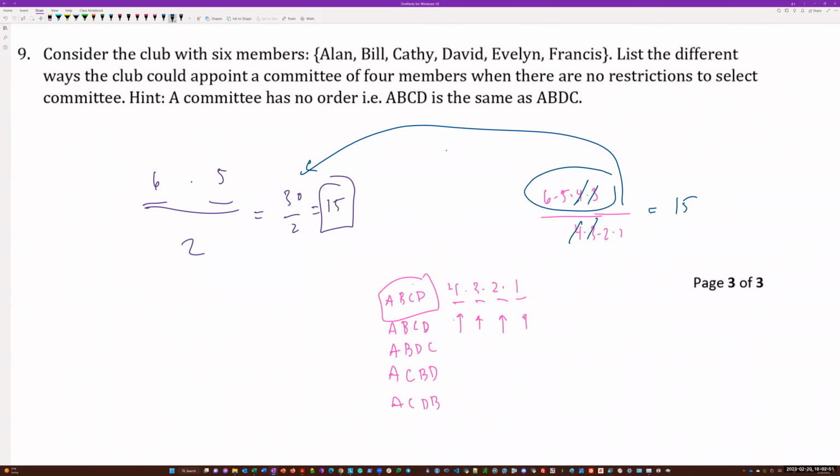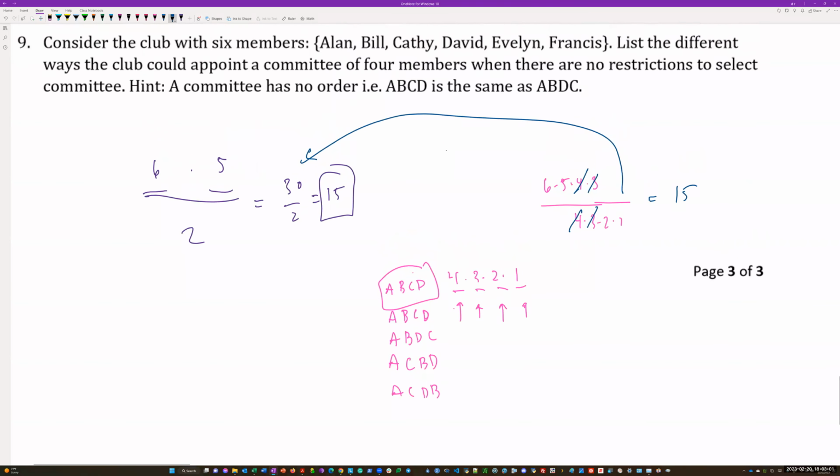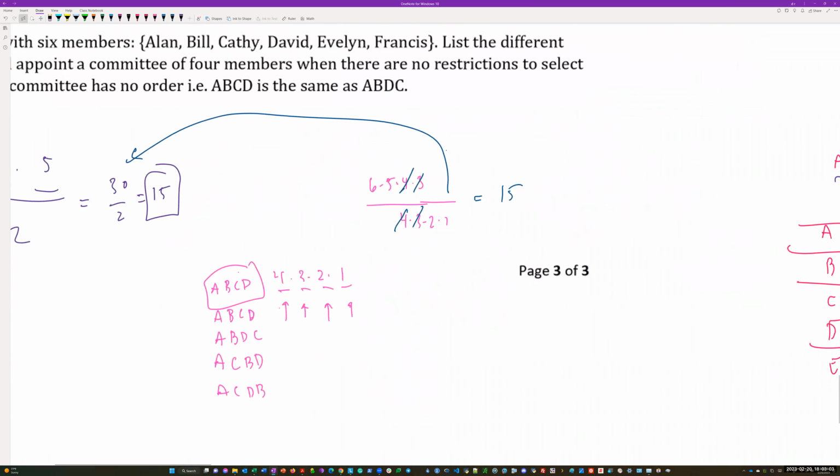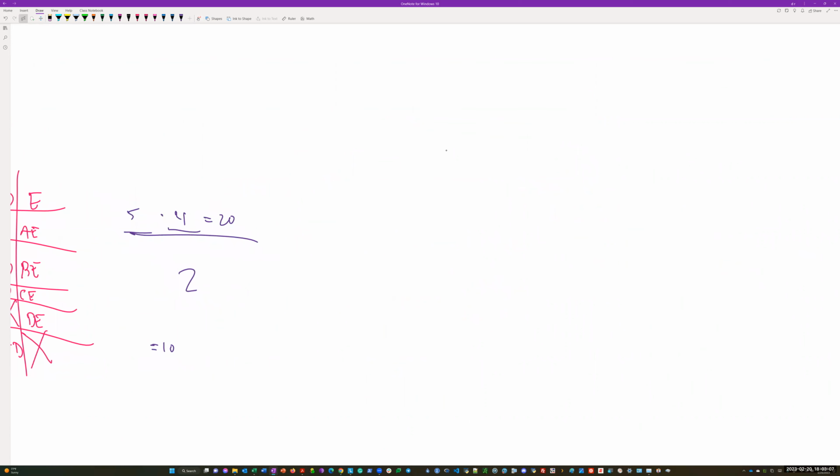Did the 6 times 5 times 4 times 3 make sense? Yeah, the bottom part. So you pick 4 things, okay? Let's say they were A, B, C, D. Now I don't want to write this out, but I'm going to, all right?